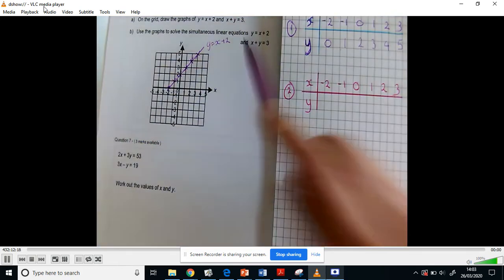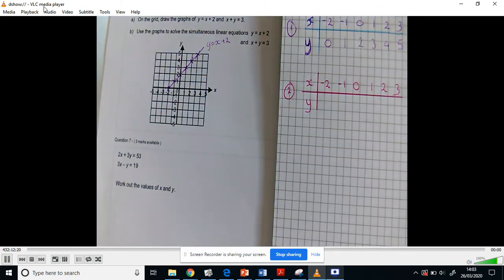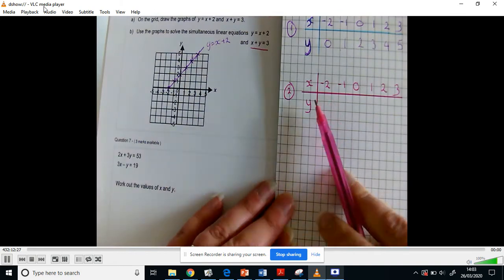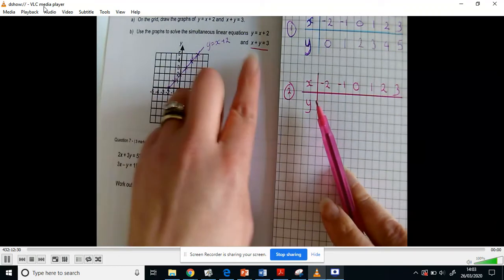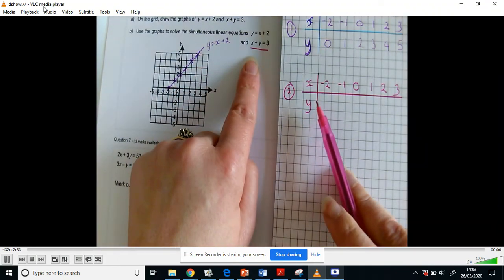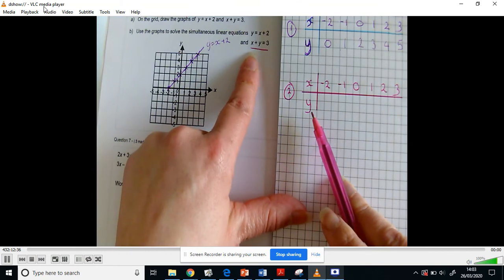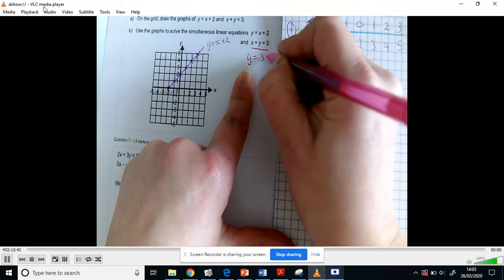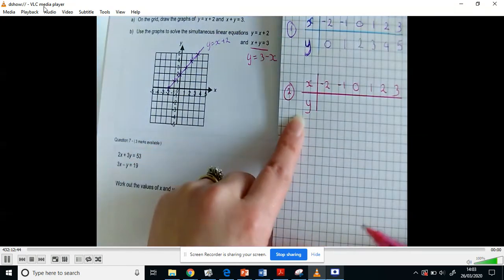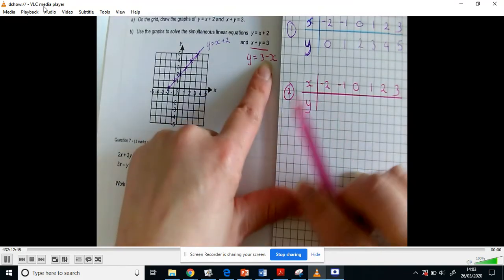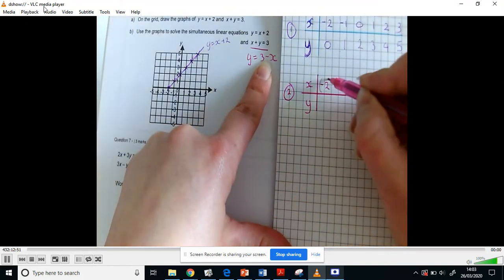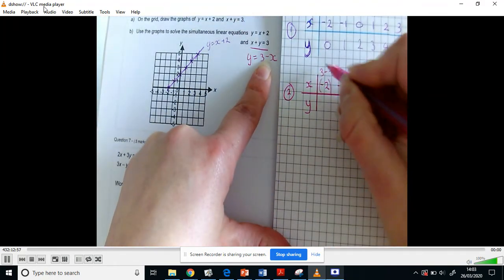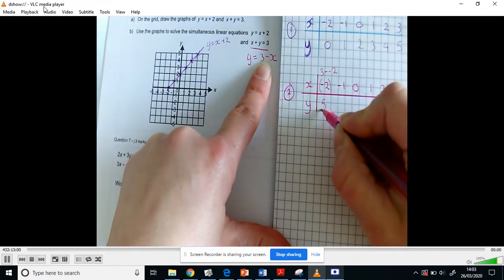So now we're going to have a look at the second one. I'm going to change colour of pens. This one here. So we've got x plus y equals 3. Okay, I want to find out what y is. So the first thing I'm actually going to do is rearrange my equation. Okay, so y equals 3 subtract x. So if I've got 3 and I subtract x, well, x here is -2. So then I've got 3 subtract -2. So we know that would then become 5.